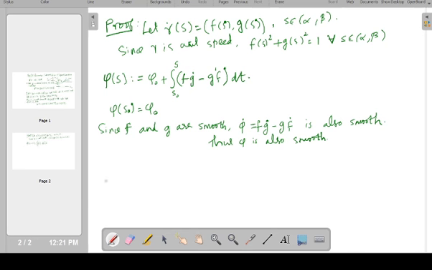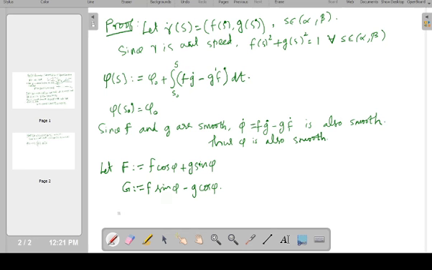Now I am going to define two functions, capital F and capital G. Capital F is small f cos phi plus g sin phi, and capital G is f sin phi minus g cos phi.